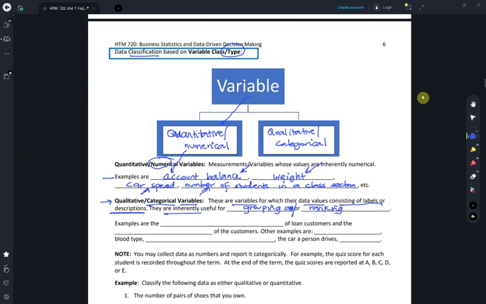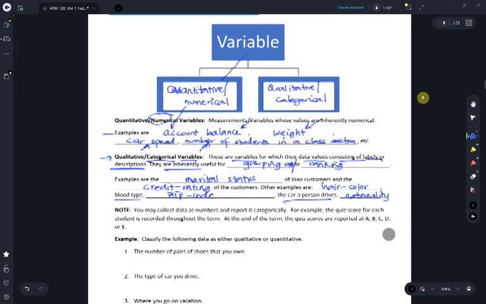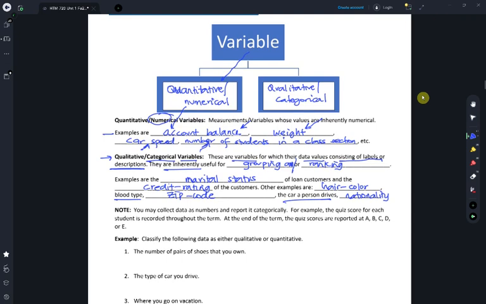Examples would be marital status of loan customers, and the credit rating of the customers. Other examples could be hair color, blood type, zip code, the car a person drives, and even nationality. These are all examples of qualitative or categorical variables.